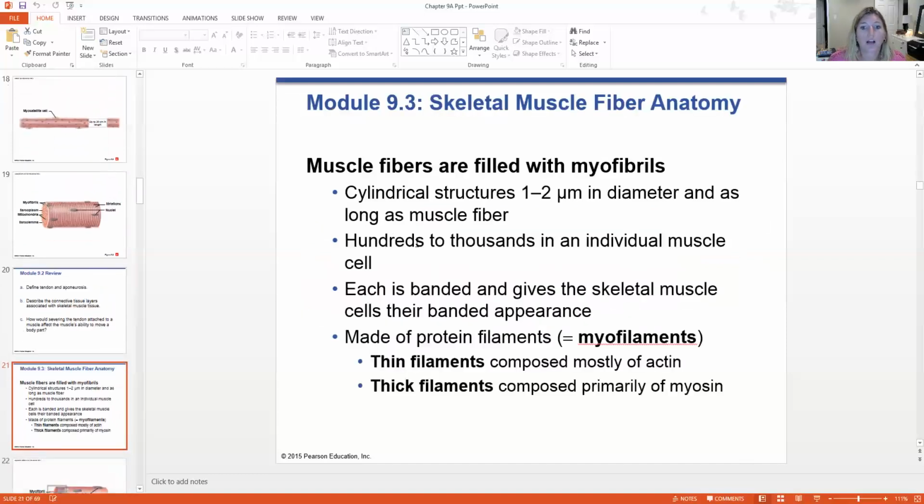Let's talk about muscle fibers and myofibrils. So the myofibrils are as long as the muscle fiber. There are hundreds and even thousands in one individual muscle cell, and they're banded, and that gives the muscle its striated or striped appearance. The myofibril, here's more words, is made of myofilaments. There are two types of myofilaments. There are thick filaments and thin filaments. Thick filaments are made of myosin. Thin filaments are made of actin.